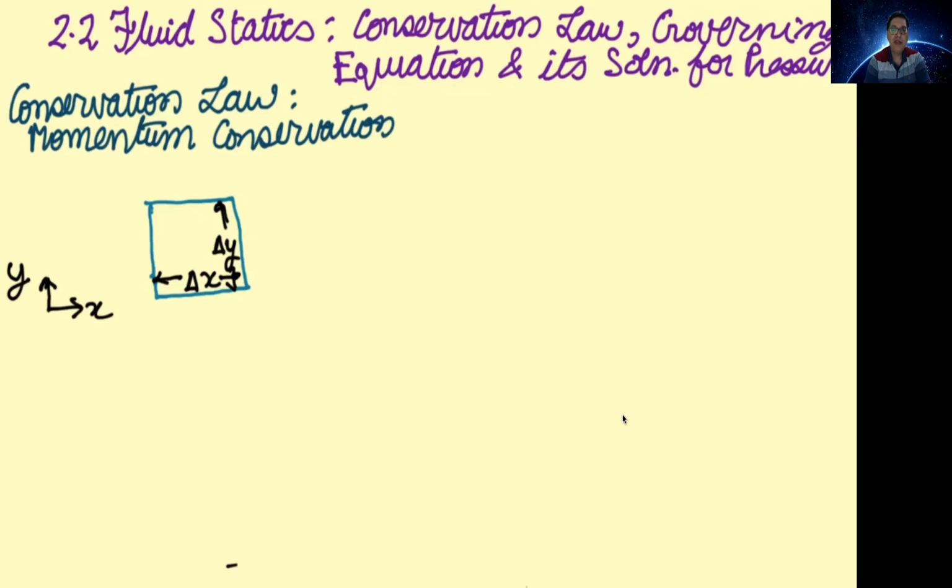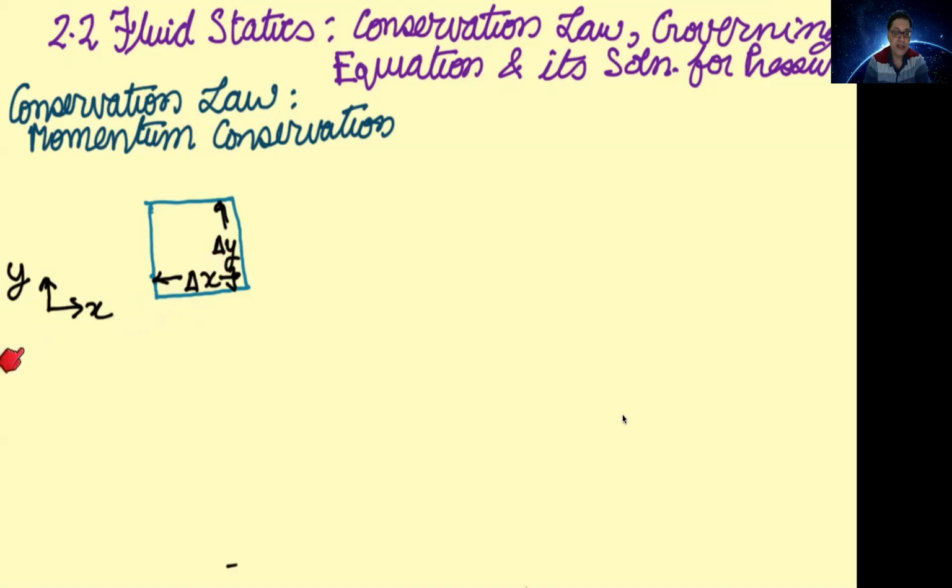In fluid mechanics, we consider a small fluid element, and finally our governing equation is a partial differential equation, or an ordinary differential equation in the fluid static case. And to derive that, we take a fluid element, and finally we apply the limit delta x, delta y tending to 0 to get a derivative term. So this shows the elemental control volume with delta x and delta y.